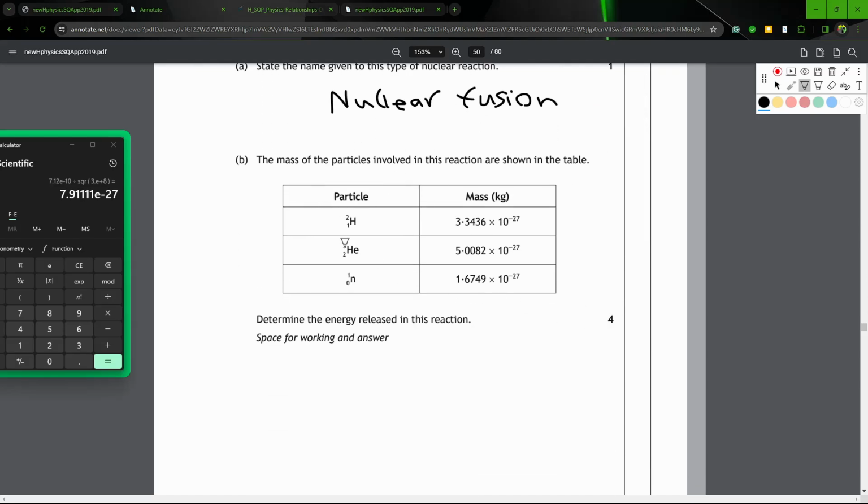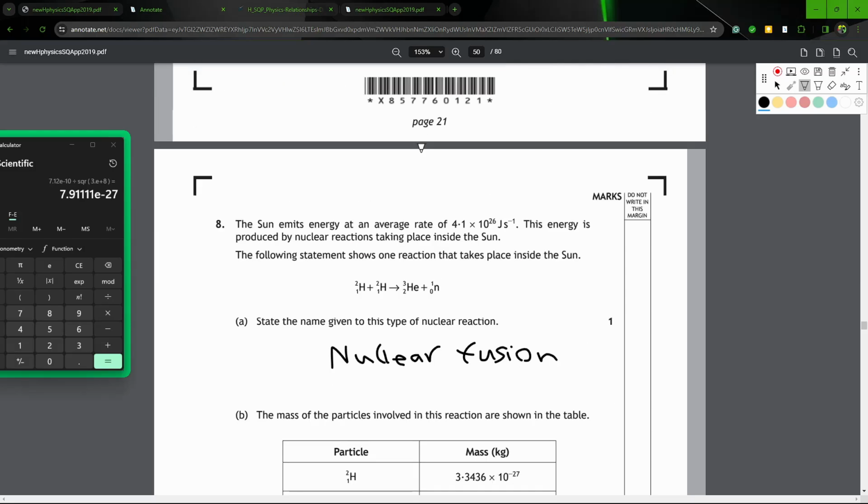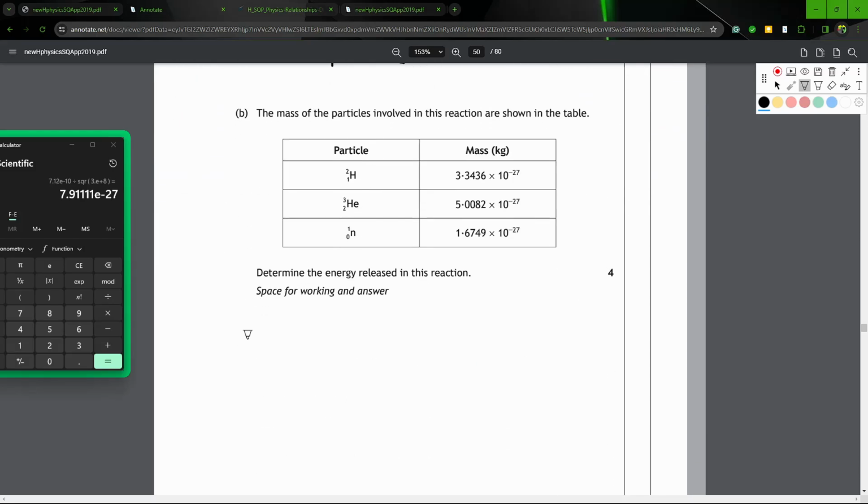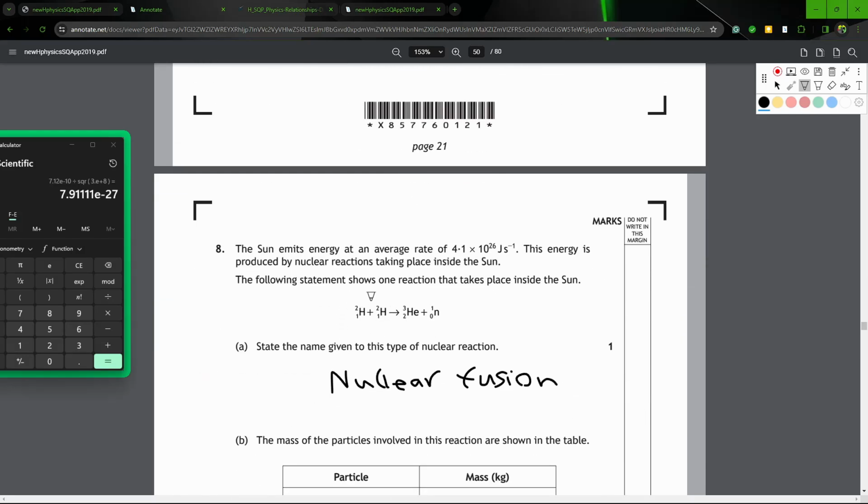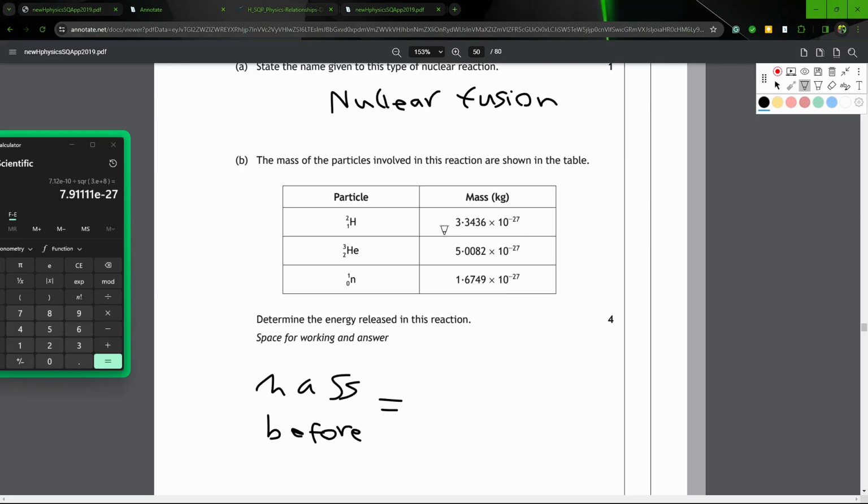And now, 4 marks, here we go. The mass of the particles involved in this reaction are shown in the table. So yeah, it's right there. And determine the energy released in the reaction. So what you have to do here is you have to do a ton of boxes, essentially. So, mass before. So this is before the reaction takes place. I'm sure you guys can read that right. So, before the reaction, it's just these two hydrogen atoms, right? So we're going to have 2 of these. And they've got a huge amount of significant figures, so I'll write them all down, but oh dear.